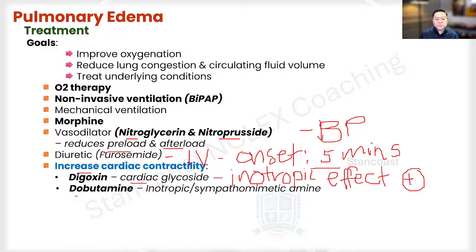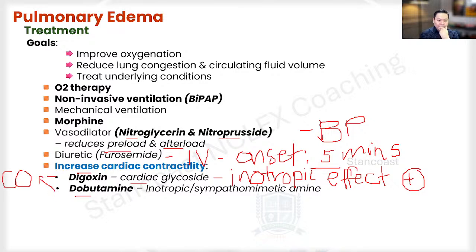This will really improve the pulmonary edema. Another is the use of dobutamine, which is an inotropic, and this is a sympathomimetic amine, and this is also going to stimulate the beta adrenergic receptors, which will help increase the contractility of the heart muscle, okay, and also improve the cardiac output. Okay, so let's point out here, the digoxin will increase the cardiac output. Same thing with the dobutamine.